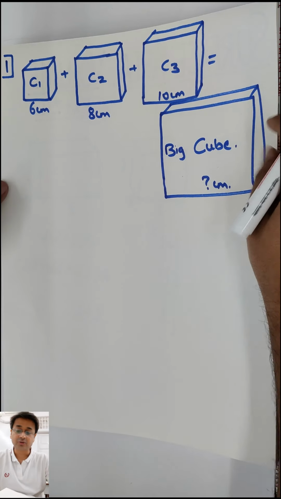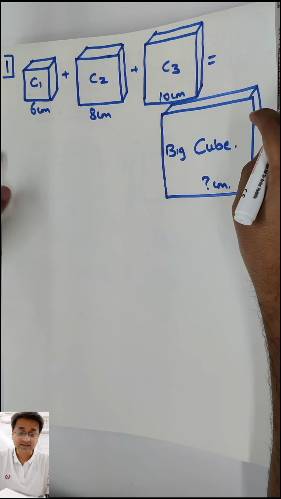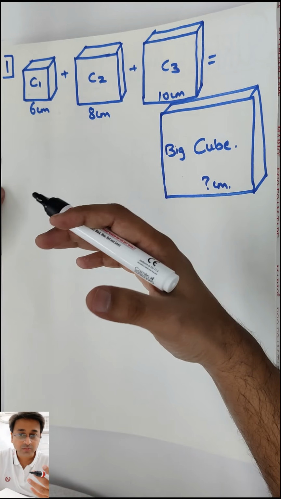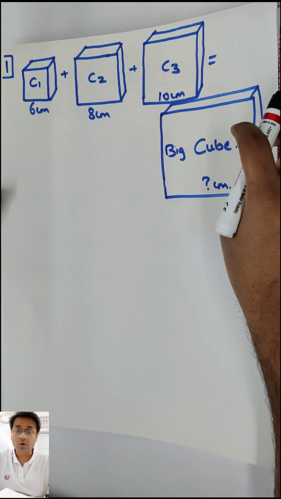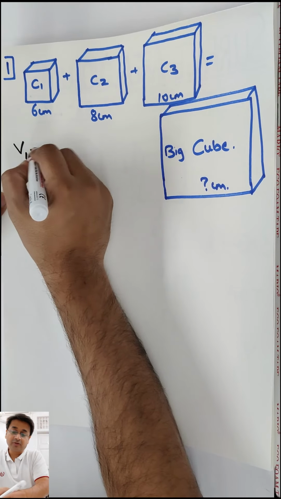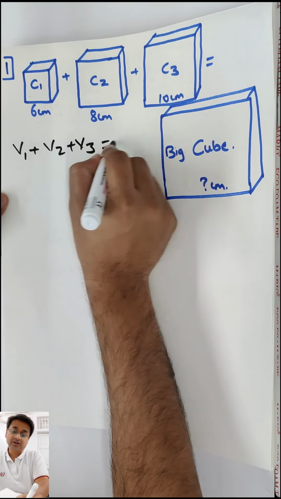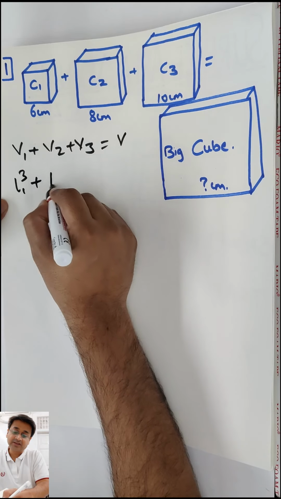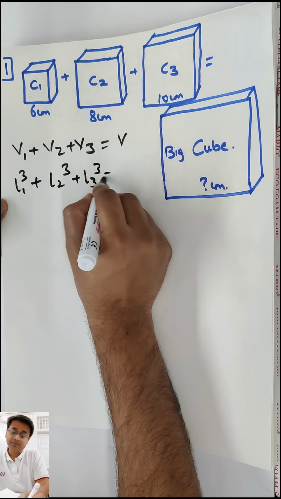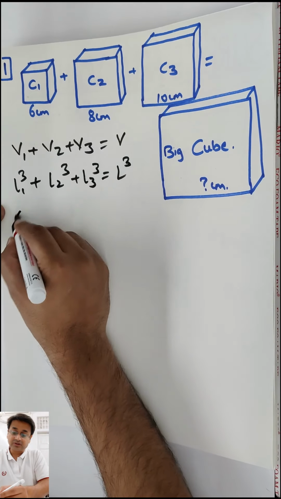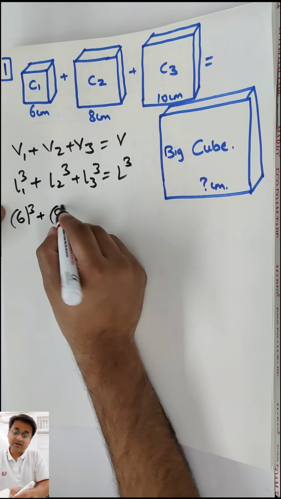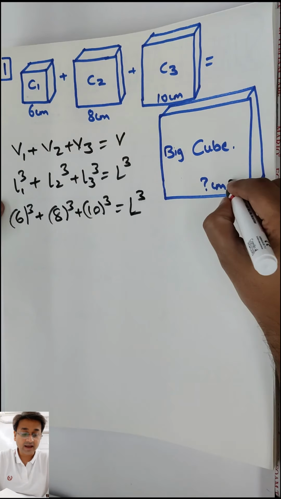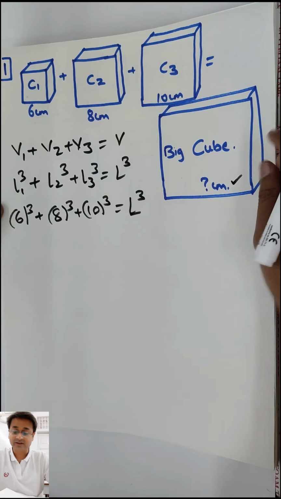They say that there are 3 cubes with 6, 8 and 10 centimeters as their edge, melted and formed into a bigger cube. So what are you dealing with, volume or surface area? Obviously volume. So you will say volume of the first plus the second plus the third is the volume of the biggest. Volume formula: L1 cube plus L2 cube plus L3 cube is equal to capital L cube. So this is going to be 6 cube plus 8 cube plus 10 cube is equal to L cube. Come on, solve it and give me the length of the biggest cube that is going to be formed.